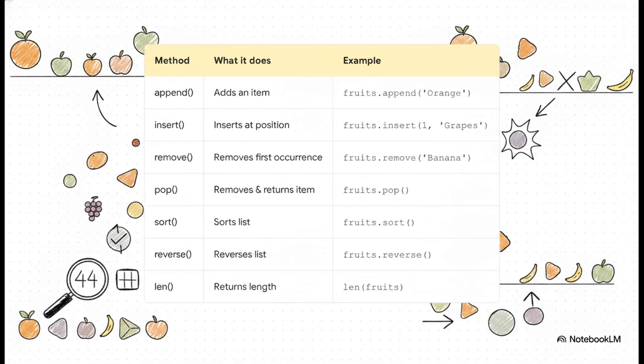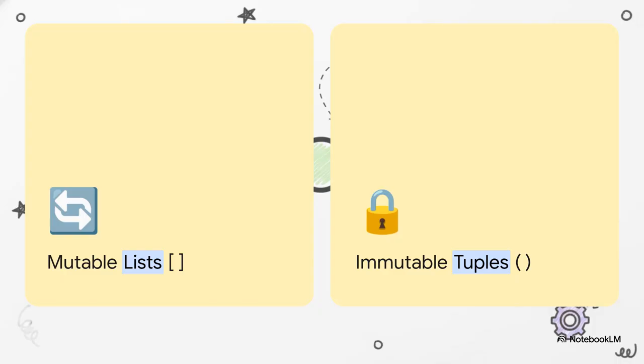You can also organize your data super easily, using sort to alphabetize, reverse to flip the order, and len to instantly find out how many items are currently sitting in your list. So lists are incredibly flexible with those square brackets. But what if you don't want flexibility? Like, what if you need absolute certainty that your data won't get changed by accident? Well, let's contrast the highly mutable, changeable nature of square bracket lists with our next, much stricter data type.